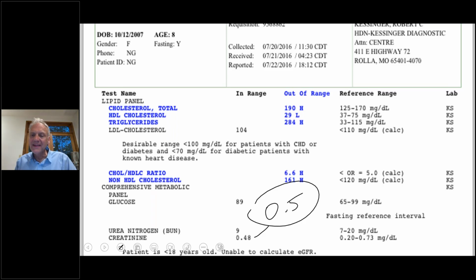So for a kid 8 years old, we want the creatinine to be at least 0.5. Even with all this weight, she has low muscle mass. That's a sign of low muscle mass. With our autistic kids and spectrum kids, you want to make sure that creatinine is above 0.5 because you want them to have good muscle mass.